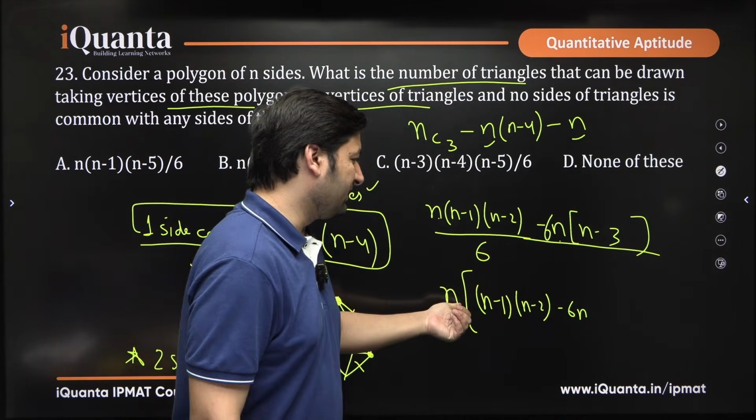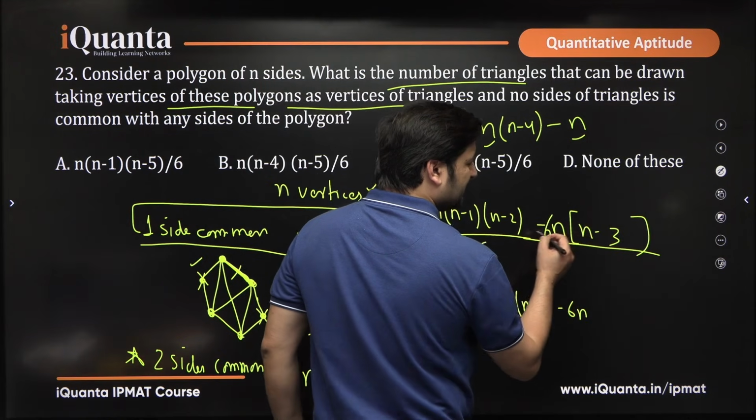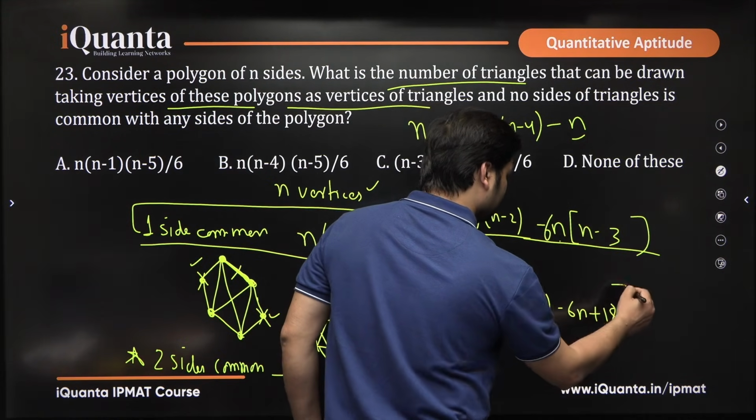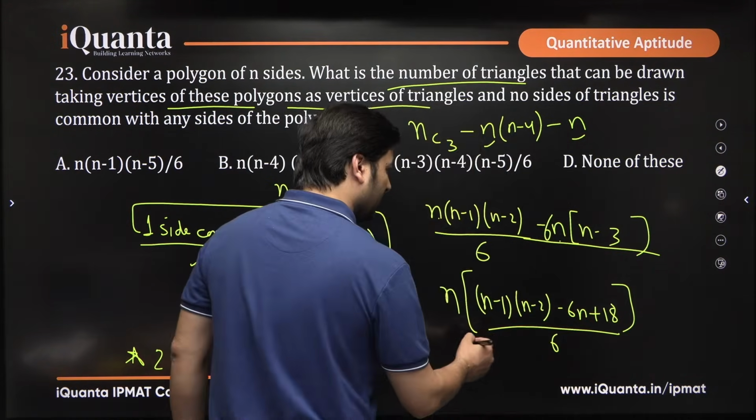n was taken common, right? So minus 6n, and then minus 6 into minus 3 is plus 18, right? And this is divided by 6. What do you ultimately get?